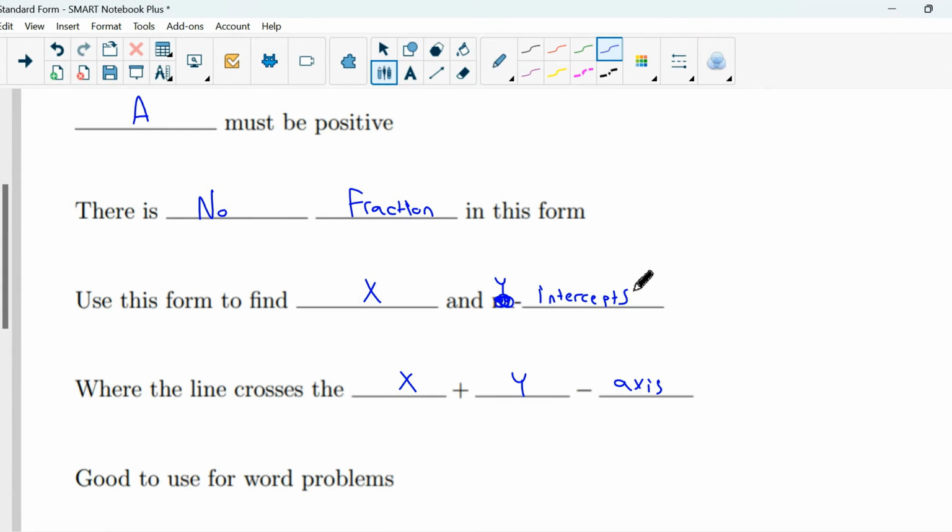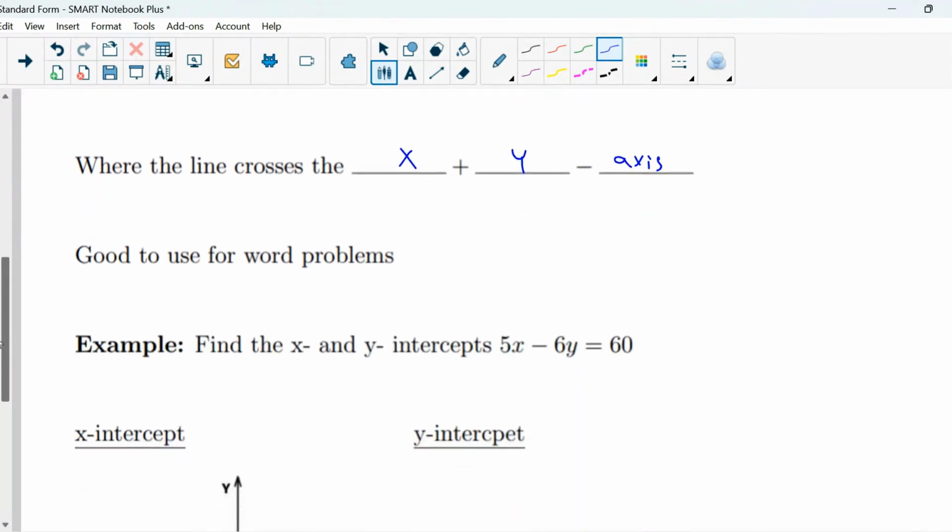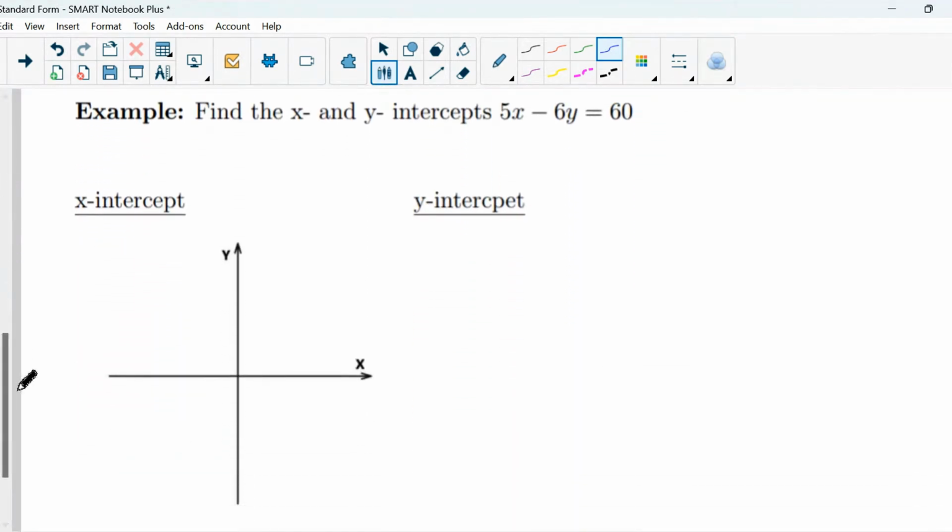Many of you will notice that standard form is super helpful when solving word problems. I know this is kind of a lot to jot down, so make sure you pause the video if needed. All right, so example number 1.